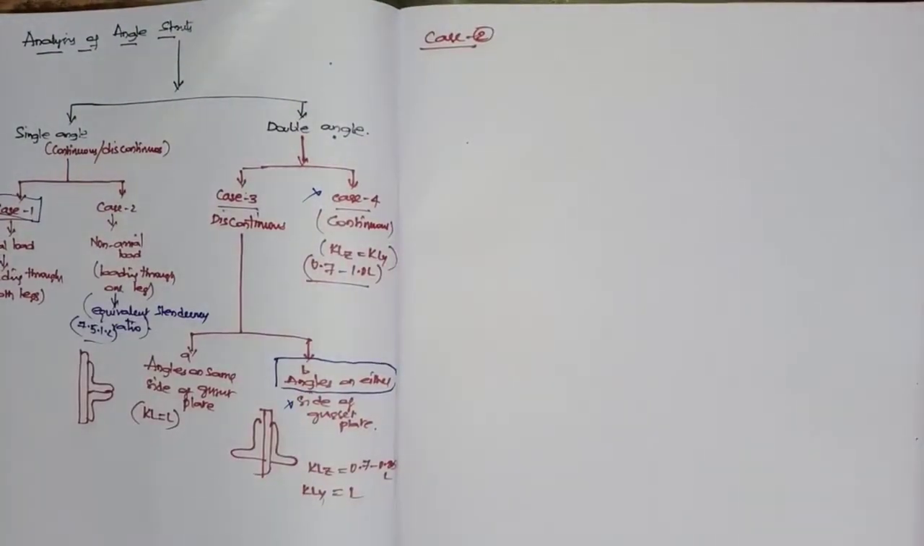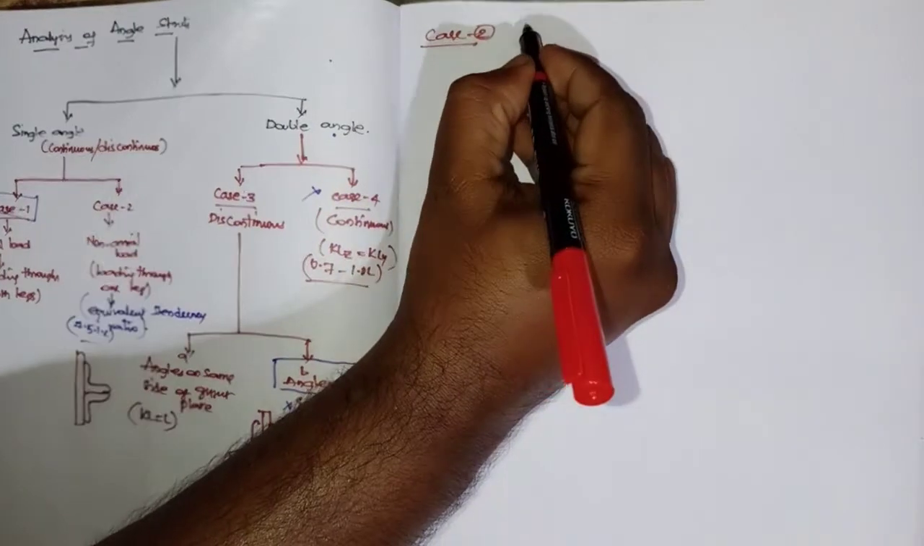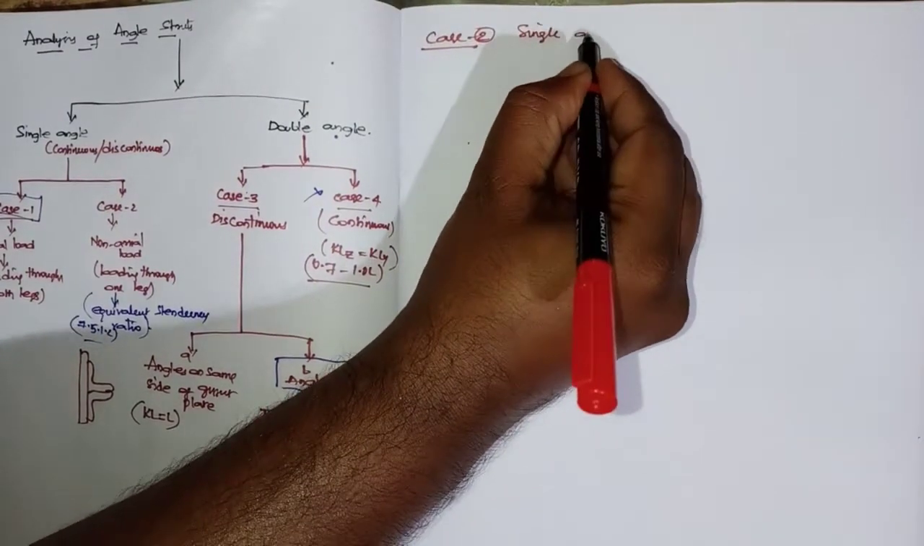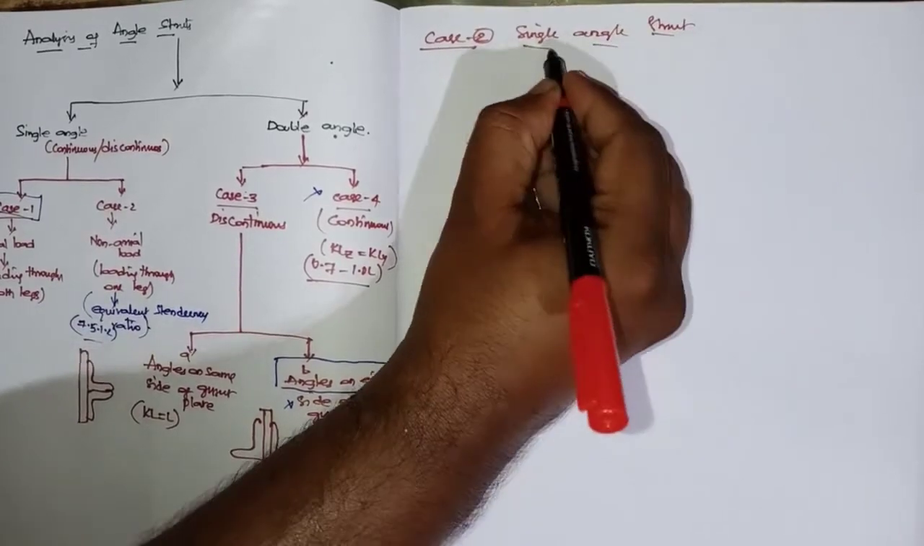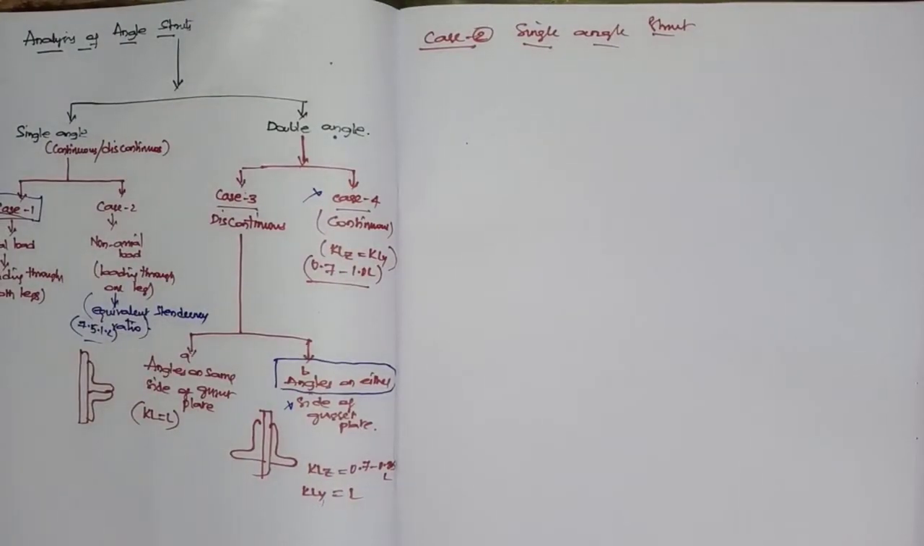What is case 2? Single angle strut. Now, the flexural torsional buckling, I will use the code book now, IS 800 2007.